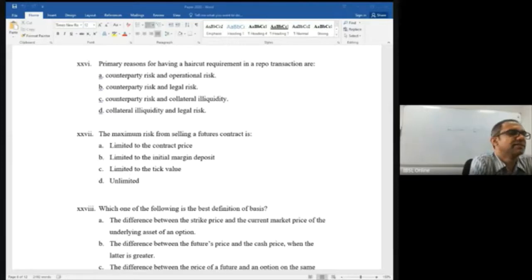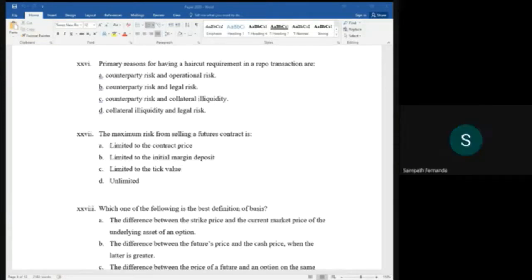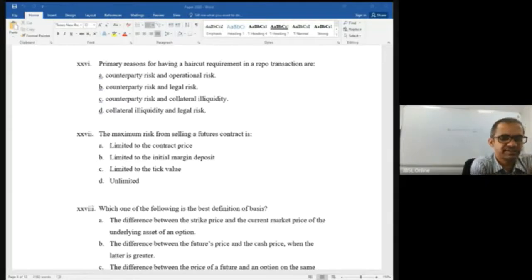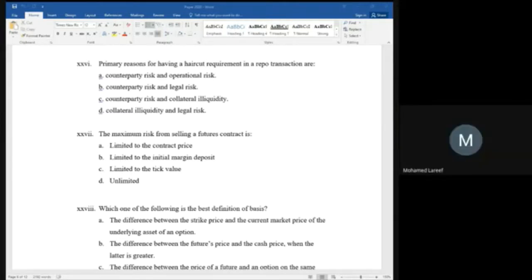So what is the maximum risk? Unlimited. If the price goes up to infinity, whatever the difference between your selling price and the current market price, that difference you have to pay. That difference is your loss. So it's unlimited. It's the same as if you short sell any asset. If the price goes up, you are losing, and it's unlimited. Correct? Correct, sir. Thank you.